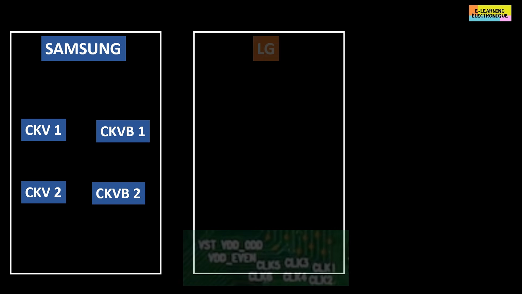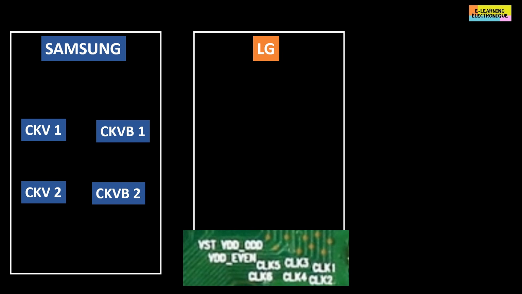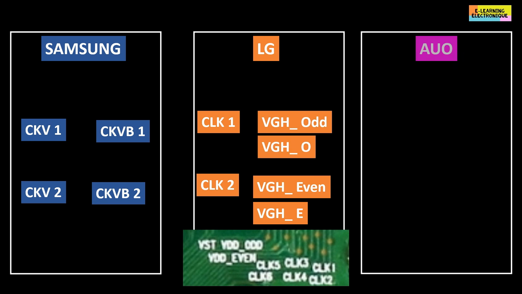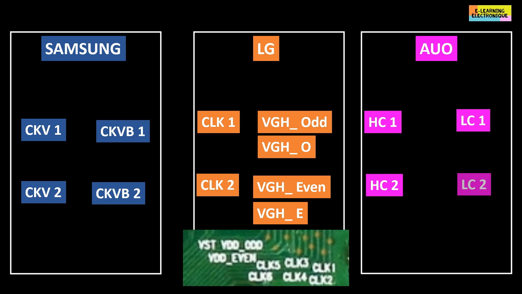We find the terms CKV1, CKV2, CKVB1, CKVB2 in Samsung panels, but other companies use other terminology to designate the various clock signals. In LG panels, the terminology used is CLK1, CLK2, VGH odd, VGH even. In the AUO panel, HC1, HC2, LC1, LC2 are used. HC is an abbreviation of high clock and LC low clock.